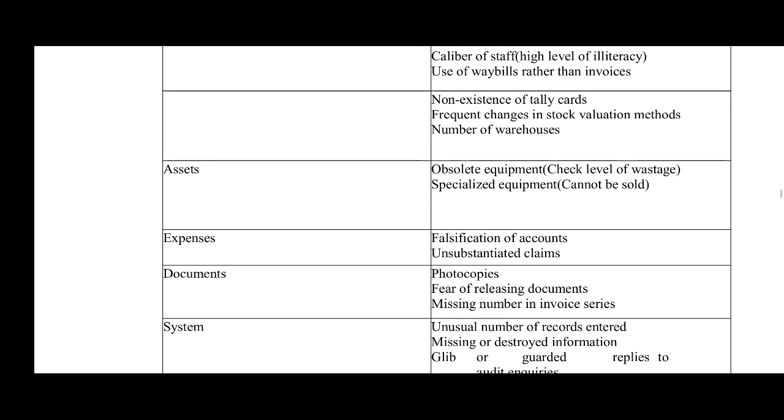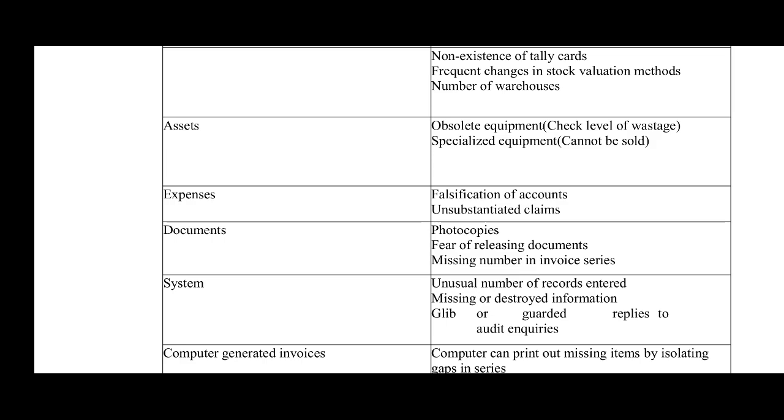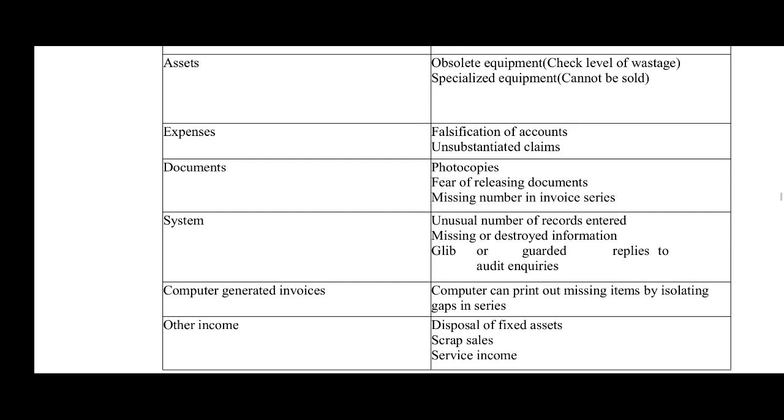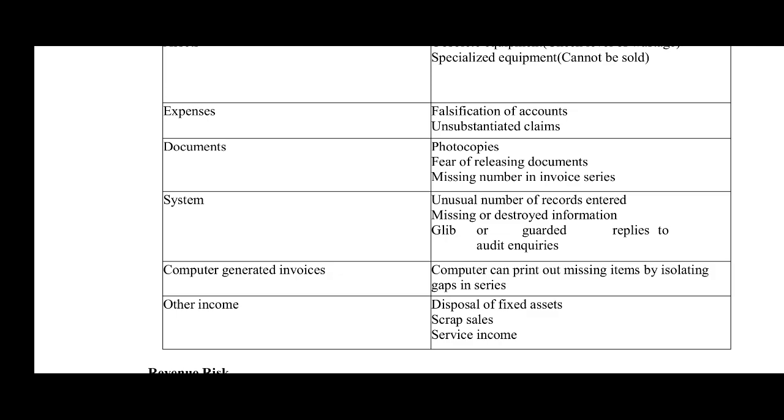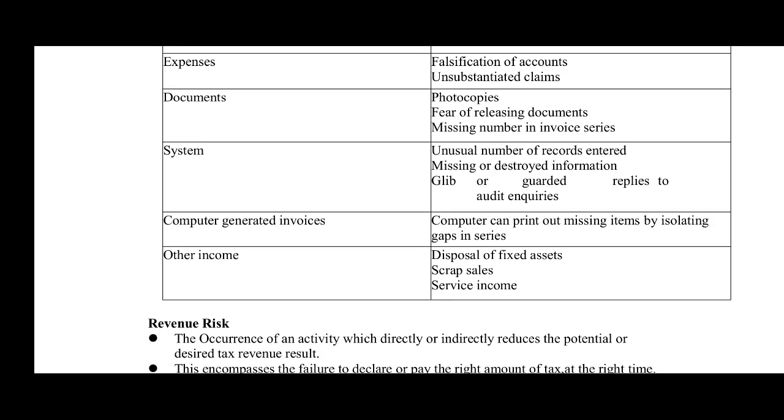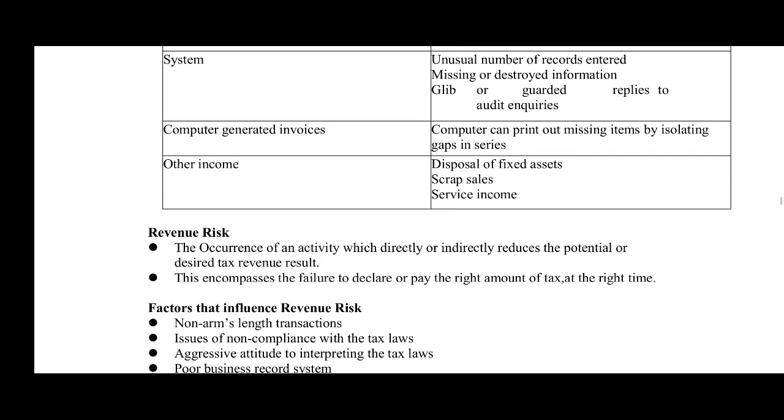Then when it comes to assets, we may have obsolete equipment that could bring wastage, specialized equipment which cannot be sold. Then expenses, we could have falsification of accounts, unsubstantiated claims. And with documents, we could have photocopies, the fear of releasing documents, missing numbers in the invoice series. Then in the client system, we have an unusual number of records entered, missing or destroyed information, glib or guarded replies to audit enquiries. Then we have computer generated invoices, where the computer can print out missing items by isolating gaps in series.